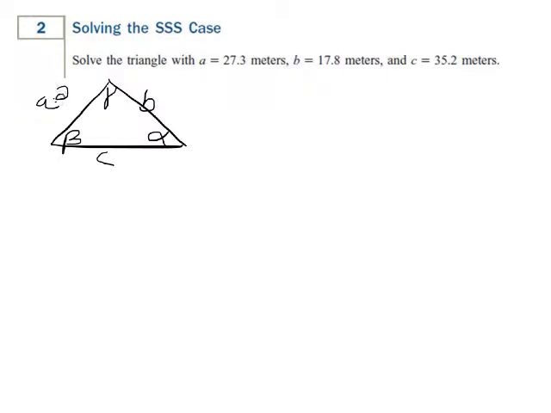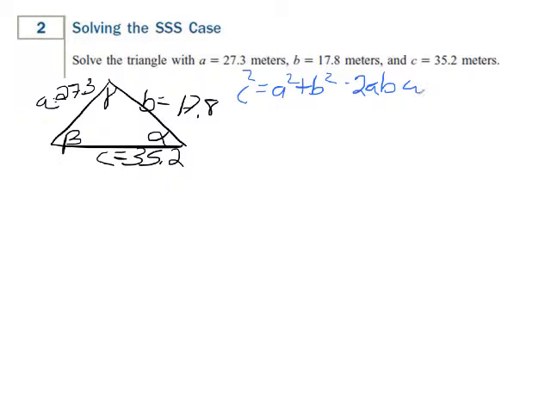A is 27.3, B is 17.8, and C is 35.2. Again, we want to find the angle opposite the longest side. The longest side is C, so we're going to find gamma. So we're going to use C squared is equal to A squared plus B squared minus 2AB cosine of gamma.